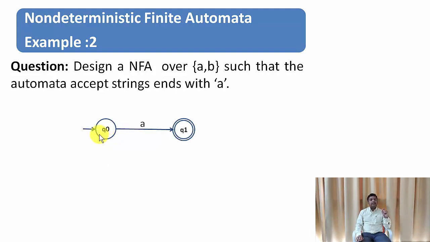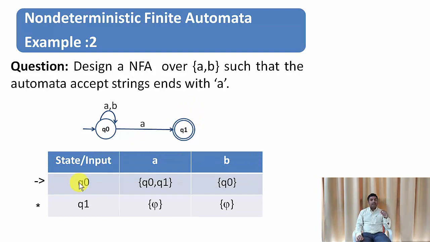For that, we can say Q0 is the starting state. On A, it goes to Q1. As it says the string ends with A, once the last A appears, anything may appear before that. So we can put a self loop on A and B at Q0. Before the last A, anything may appear. And we need not discuss B on Q1.